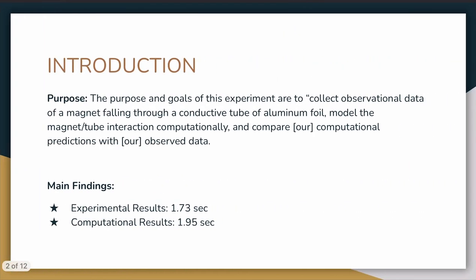The purpose and goals of this experiment are to collect observational data of a magnet falling through a conductive tube of aluminum foil, model the magnet/tube interaction computationally, and compare our computational predictions with our observed data. The main findings throughout this experiment are our experimental results. We had 1.73 seconds. And when using our computational method, it was 1.95 seconds for the magnet to reach the end of the tube.